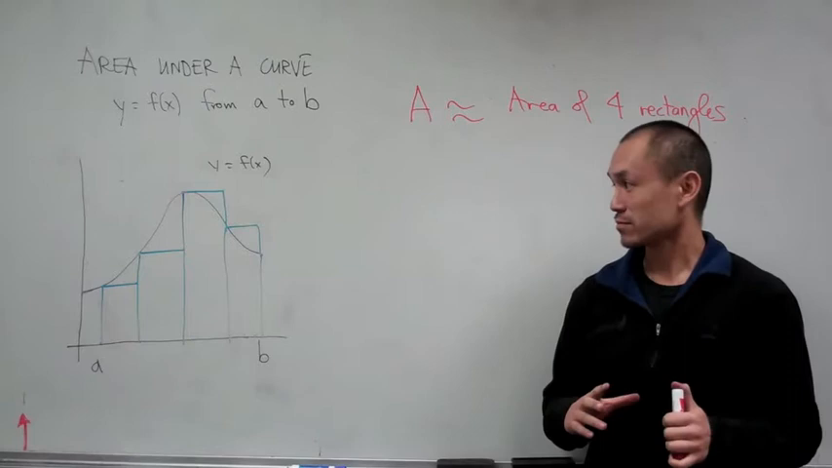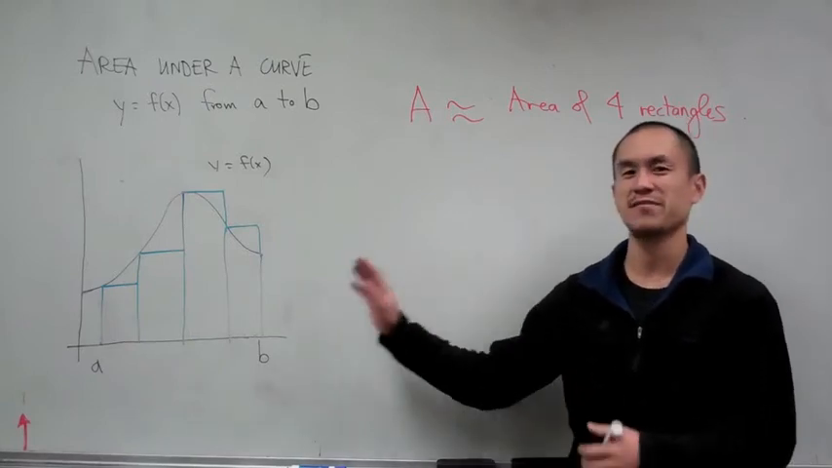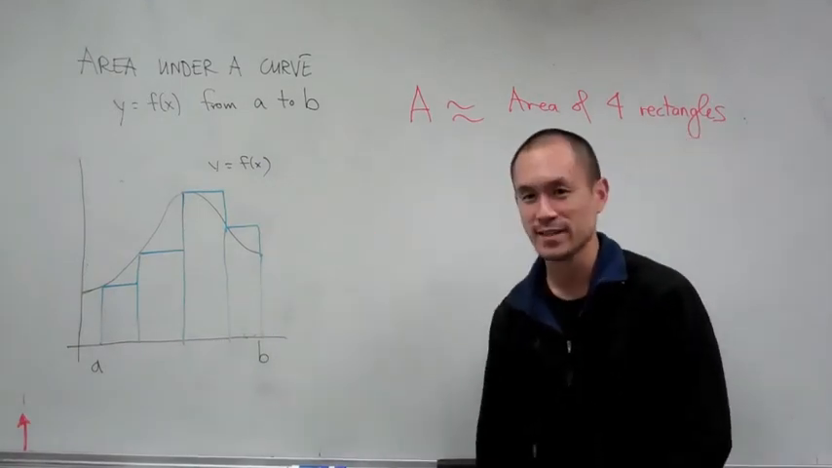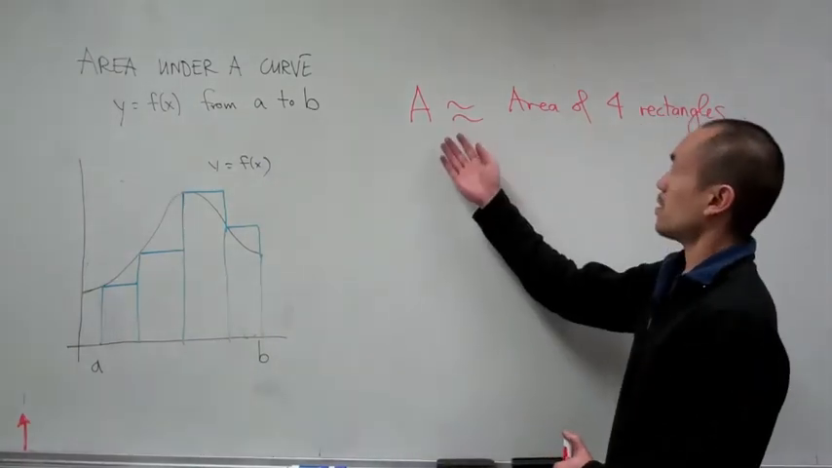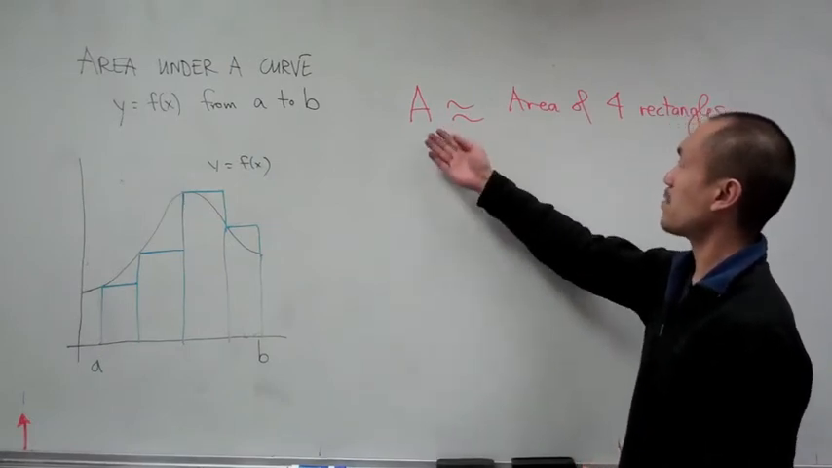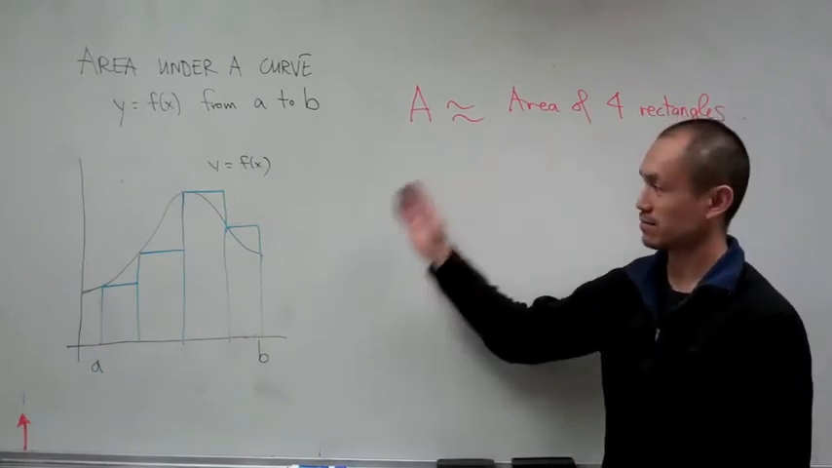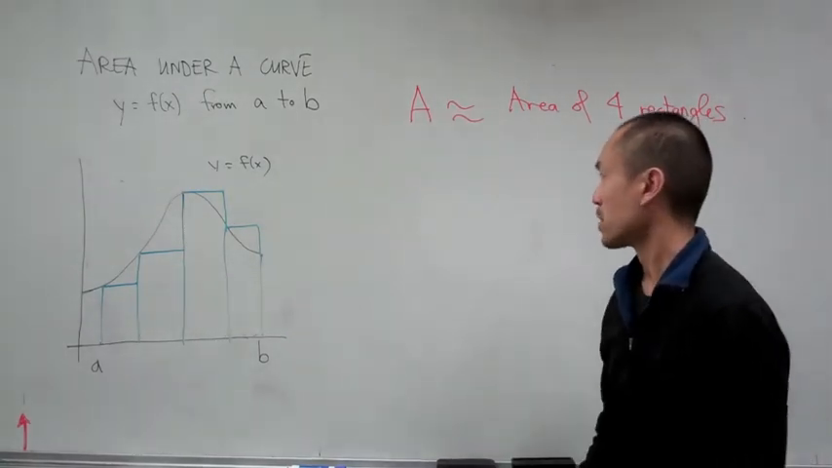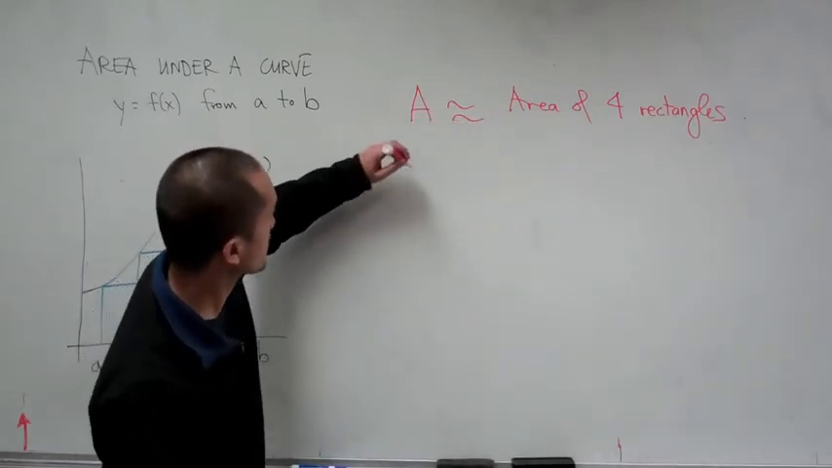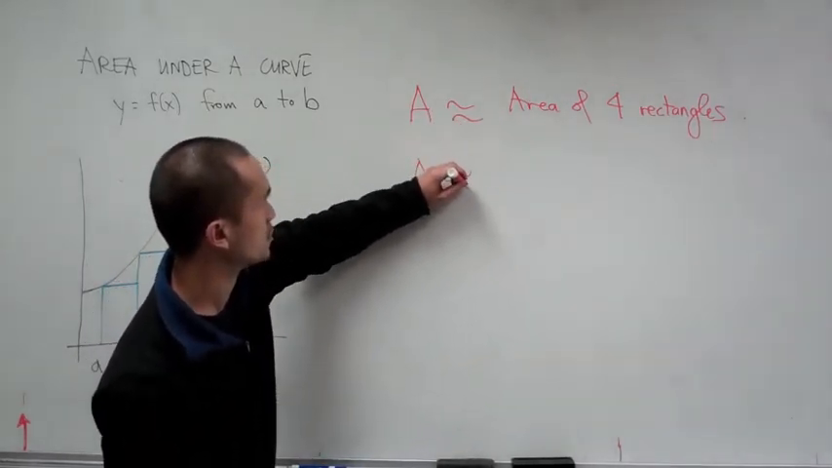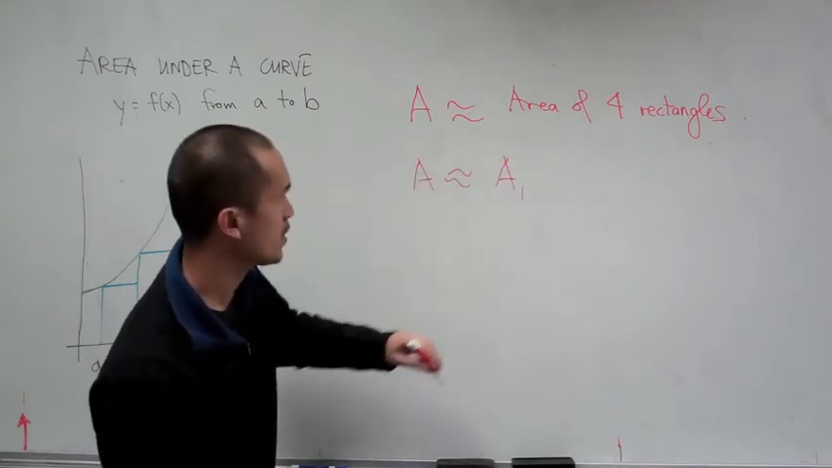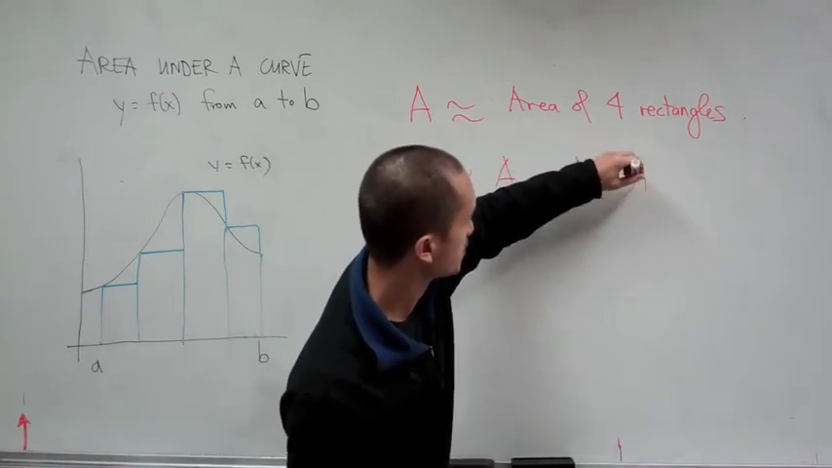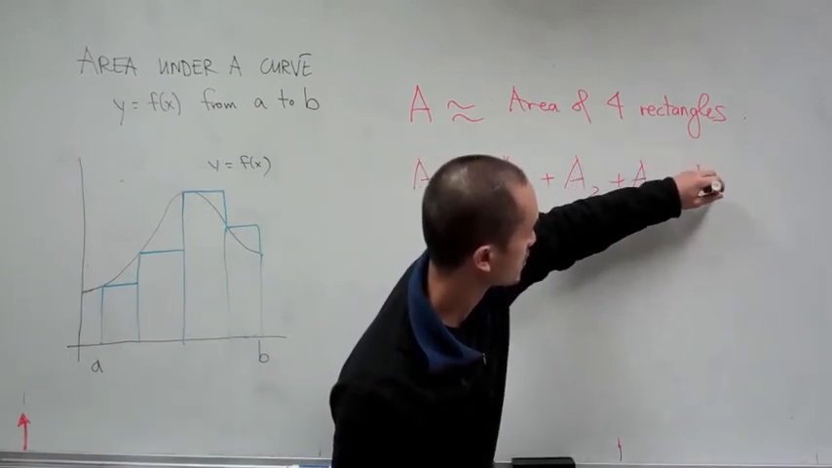So let's look at the situation where I have the left endpoint with four rectangles. Like what we have over here, the red rectangles are magically gone. What do we have? Well, we know that the area is going to be approximately equal to the area of these four blue rectangles. So I could write it like this. I could say the area is approximately equal to the area of the first rectangle, A1, plus the area of the second rectangle, A2, plus the area of the third rectangle, A3, plus the area of the fourth rectangle, A4.